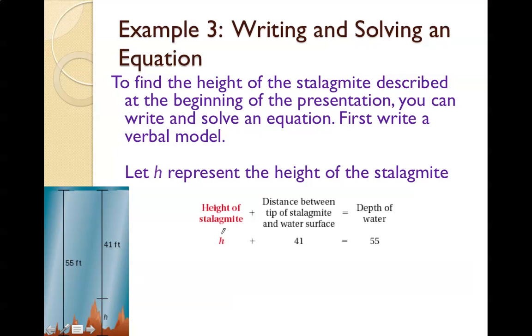So here is height. That's what I don't know. That's the unknown. That's my number. Plus the distance between the tip of the stalagmite and the water surface, and that was given to us in the problem earlier in the slides, equals the depth of water, which was 55. So I would take this and write it as an equation, and then later we'll learn how to solve that.